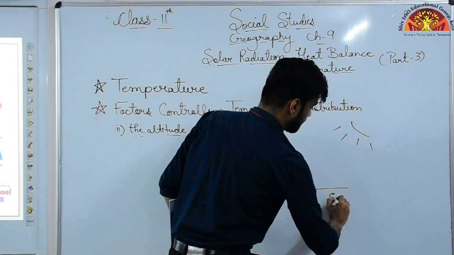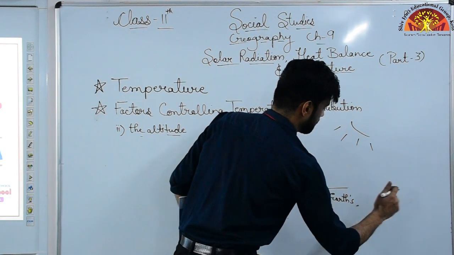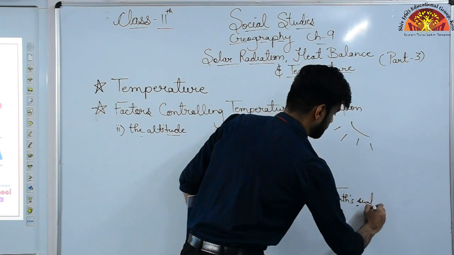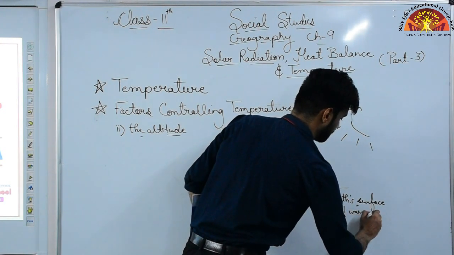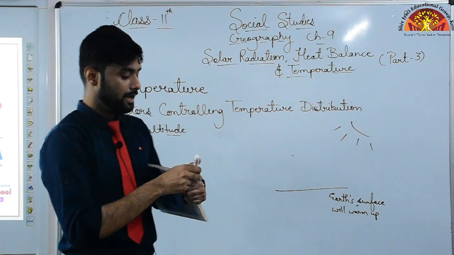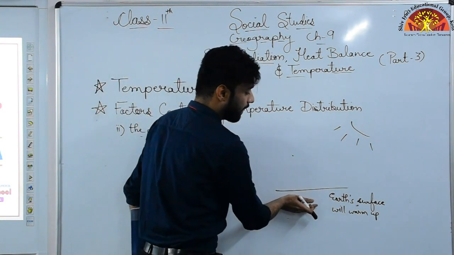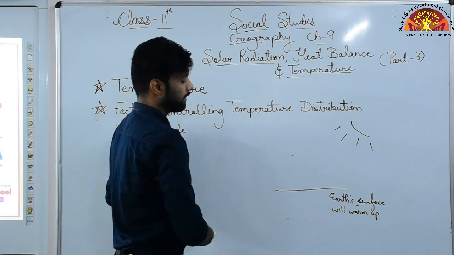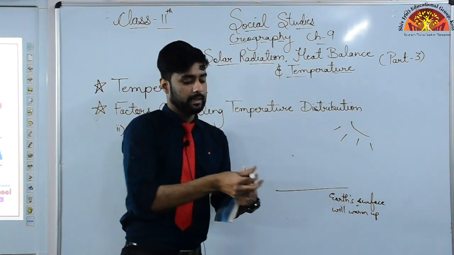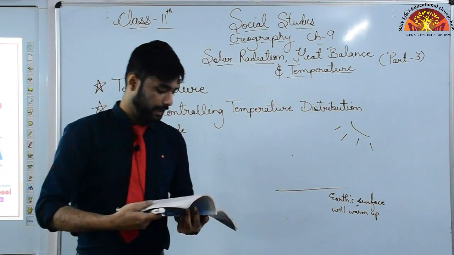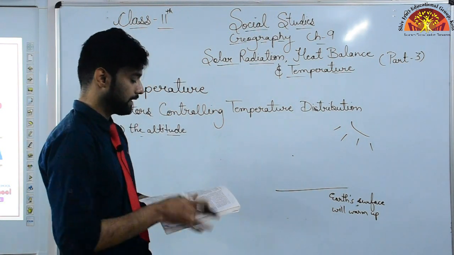And the earth's surface will warm up, right? हमने पढ़ा है कि जो sun की energy है, the insolation, it will heat up the earth's surface, and after the earth's surface is heated, then what will happen? The air which is in contact with the earth's surface will also heat up due to the process of conduction. Okay, now see, the places near the sea level record higher temperature than the places situated at higher elevation.